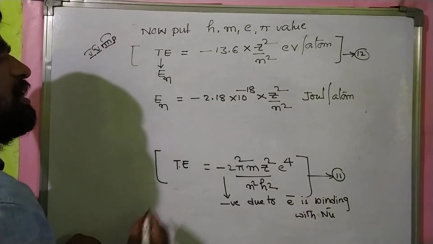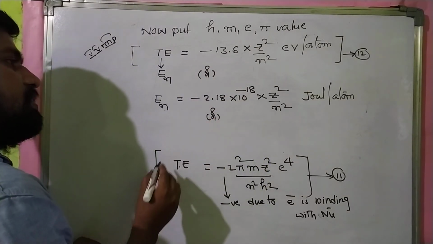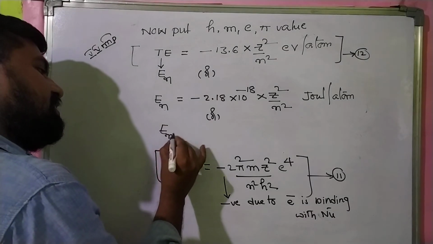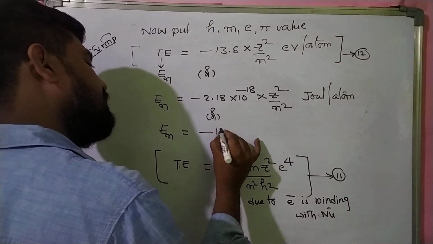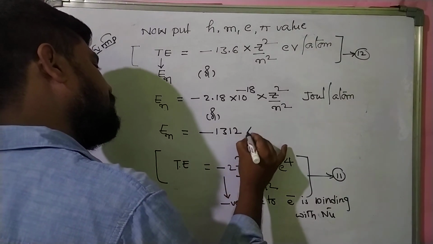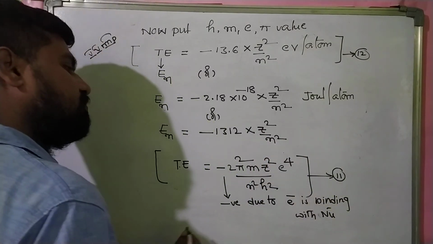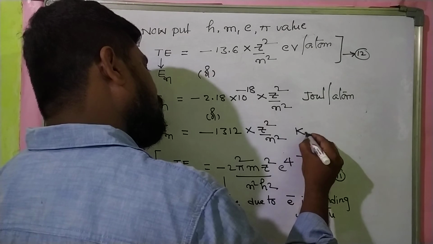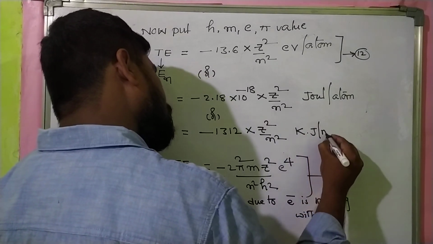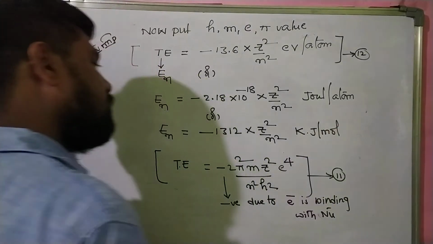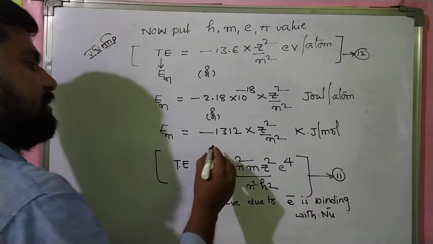So this is another formula, and another formula is: energy of electron in an nth orbit equals minus 1312 into Z square by n square kilojoules per mole. So this is also another most important formula. Please note it.